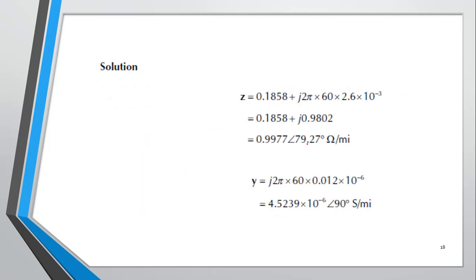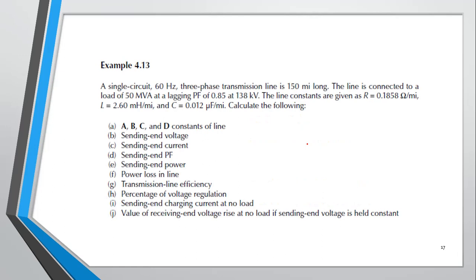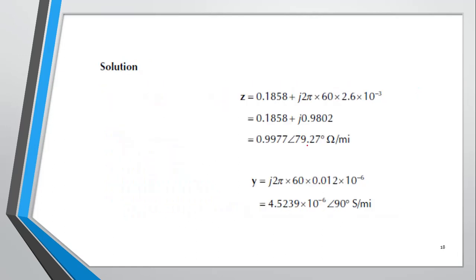So Z is R plus jXL, and XL is 2πFL. We need to put the values of R and L and then calculate Z. This is R and this is L, and we multiply 2π into 60 hertz. So the overall Z is this one.